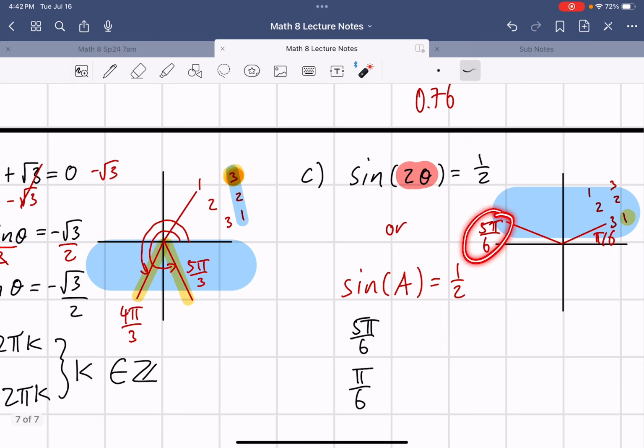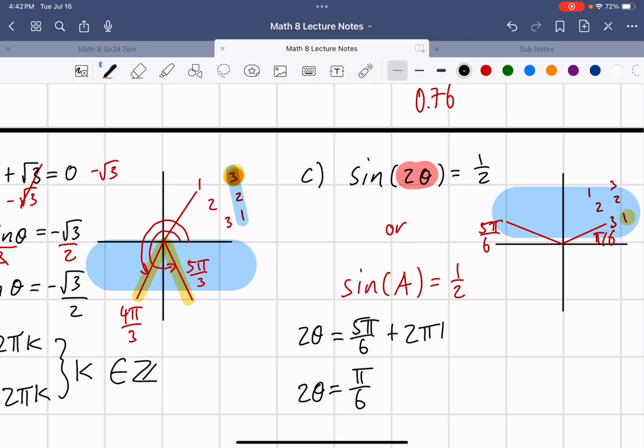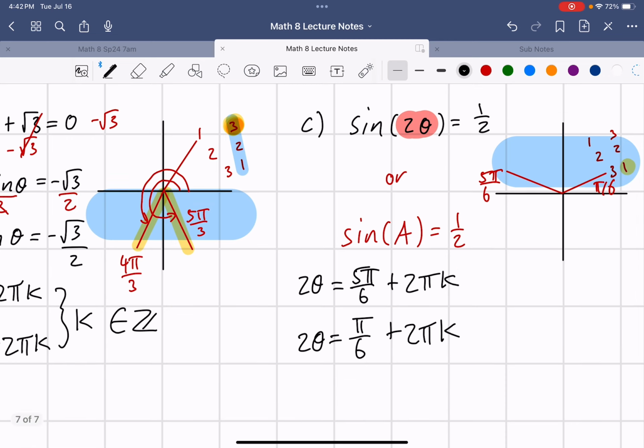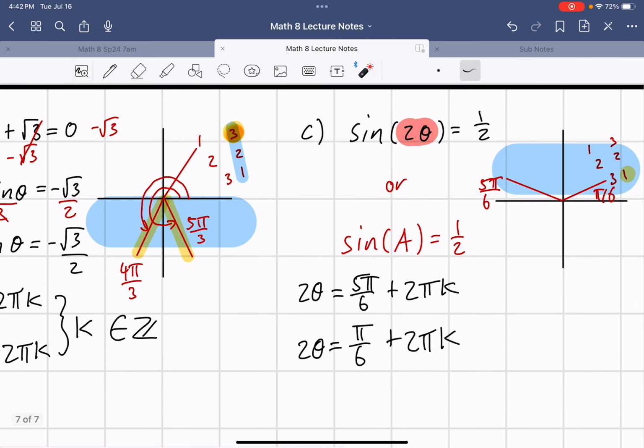So these are the outcomes we need in this argument to ultimately get a positive 1/2. What I'm going to do is set my 2 theta equal to where sine by itself is equal to this 1/2, and it happens at 5 pi over 6 plus 2 pi k, because it happens every full rotation to get back to the same position.